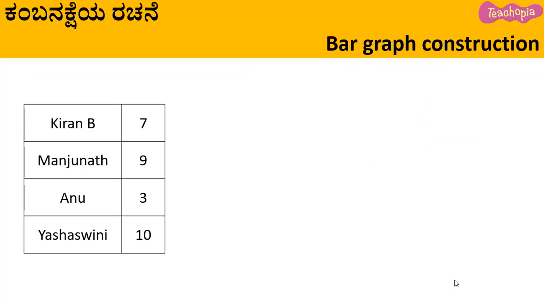Now, we have written the names in the table and also the number of letters in the names. You can notice here that in the place of Kiran B, we have written the number of letters as 7. Remember, we are considering the space between Kiran and the initial B as a letter, hence the total number of letters becomes 7. Now we will start to construct the bar graph.